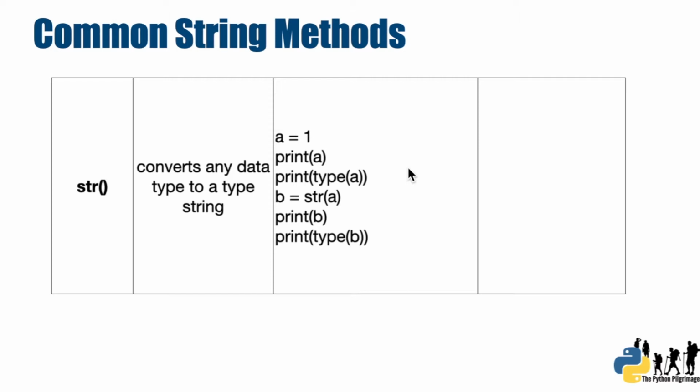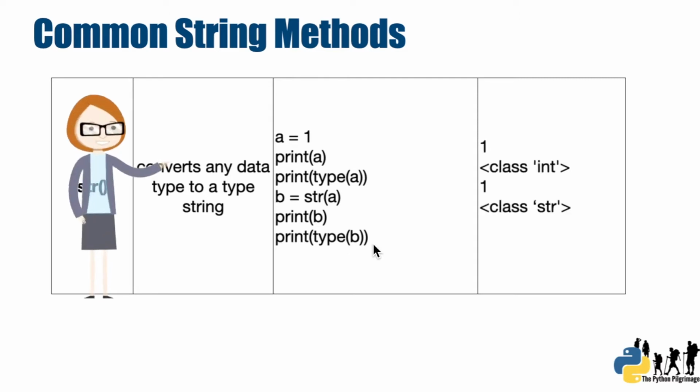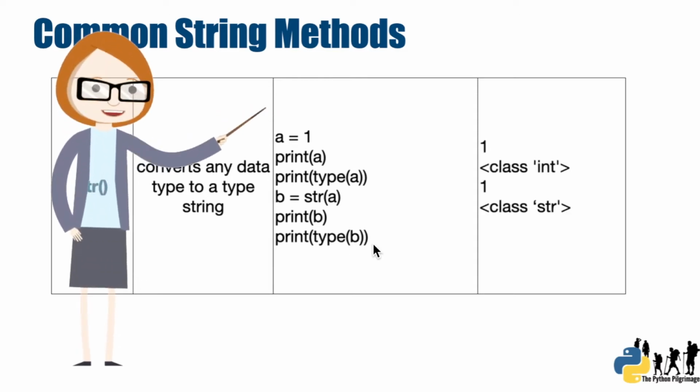And then for the next scenario, we have str(a), converted a to a string, and then assign it to b, then print out b, and then print out its type. As a result, we printed out a, which is 1, print out a's type, which is type integer, then print out b, and then its type, which is a string.